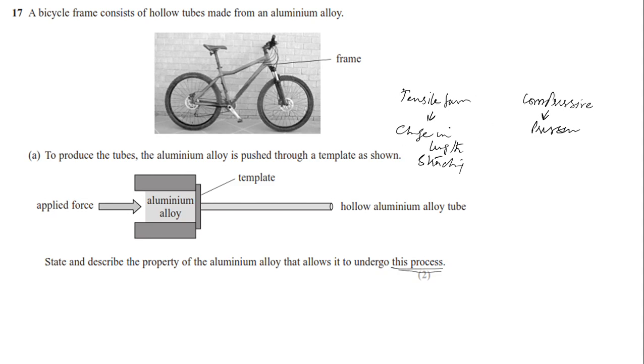So due to tensile force, you can make wire-like things, wire or maybe tube. If you make a tube due to stretching, this is called tensile force, and the behavior of the material is called ductile. But if due to compression you have some changes in the material, then this is called compressive force, and the material is called malleable. So in this diagram, force is applied to push the aluminium alloy. That means you are compressing the aluminium alloy. So aluminium is behaving as a malleable material. So that's how you can explain.